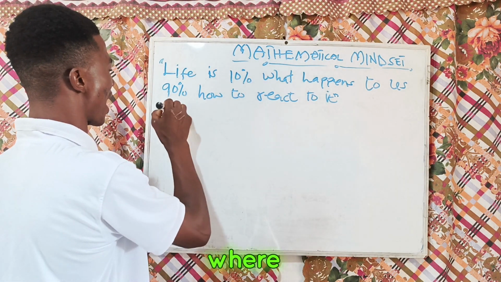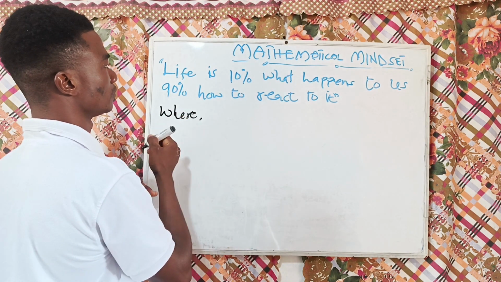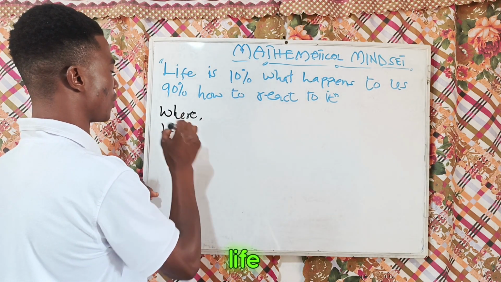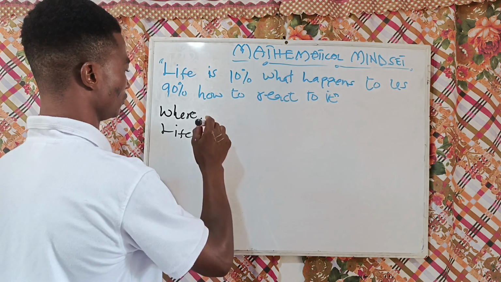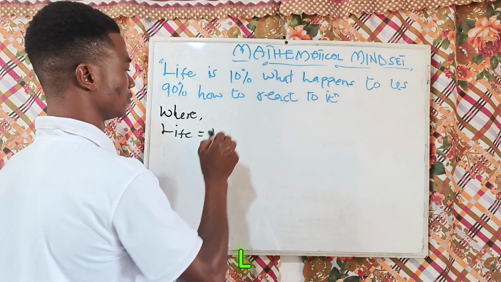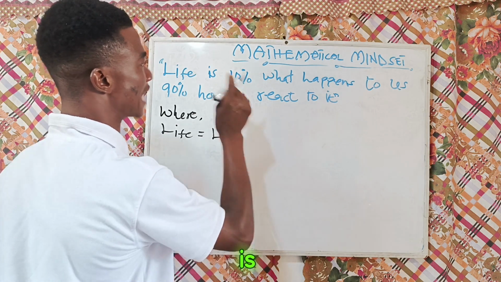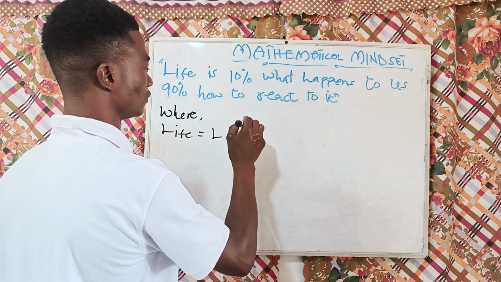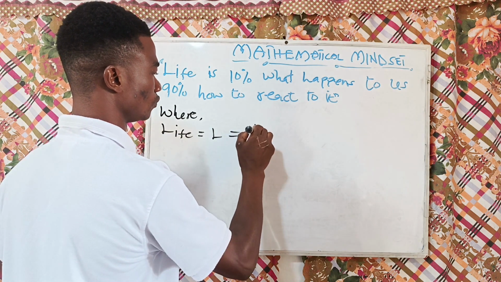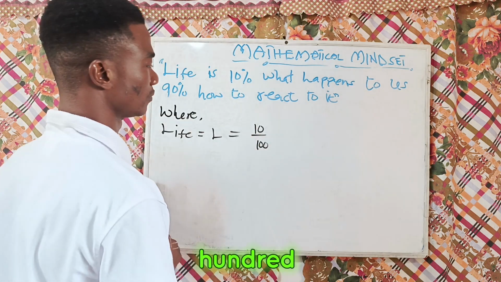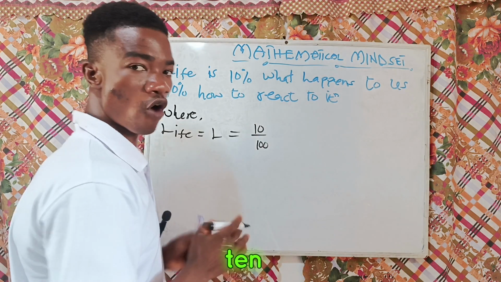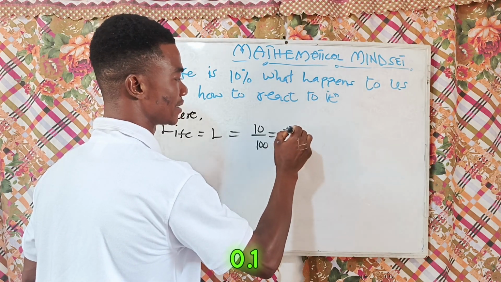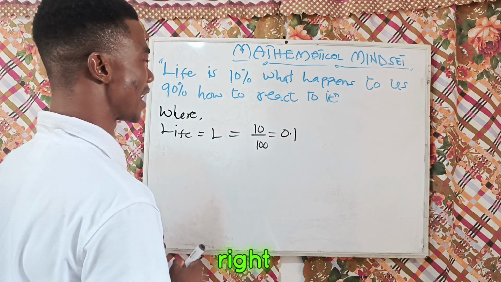So where life is equal to L, which is 10% what happens to us, so equal to 10 over 100. 10 over 100 is going to give us 0.1, right?